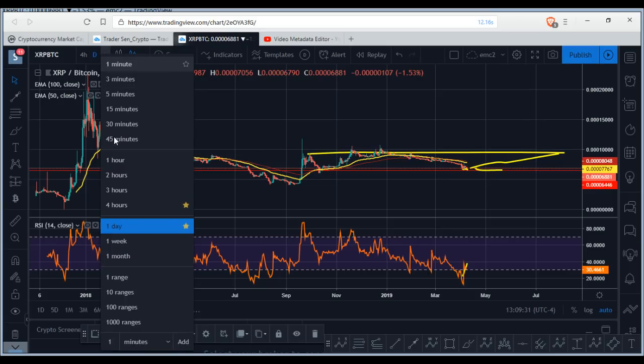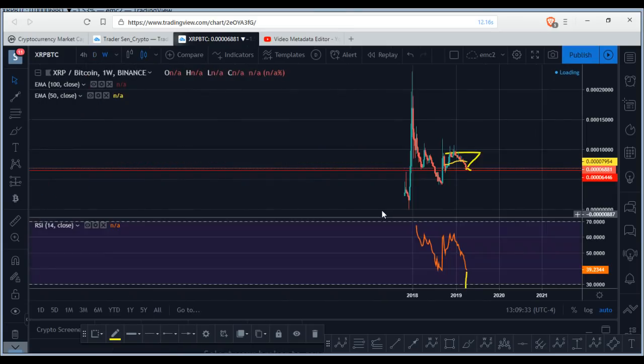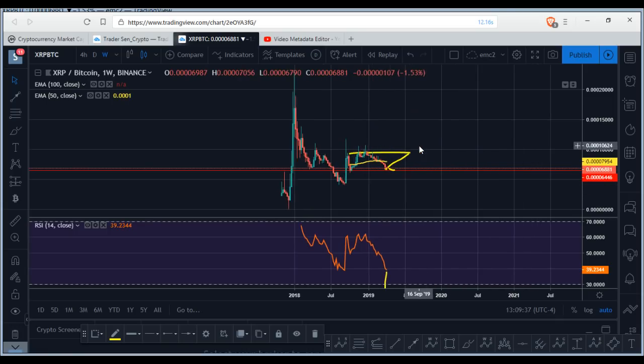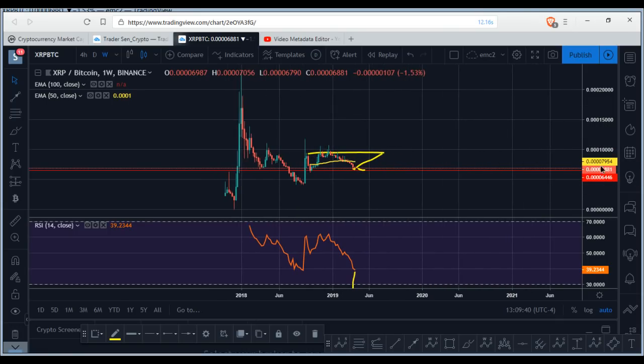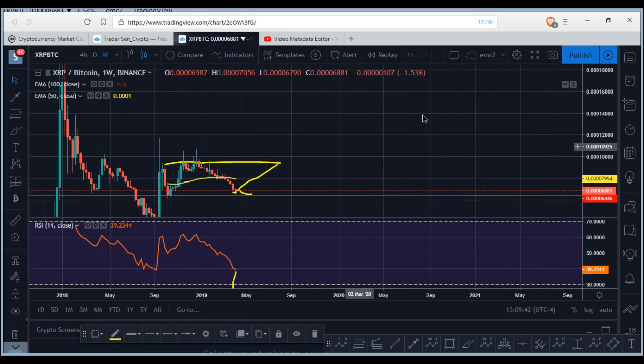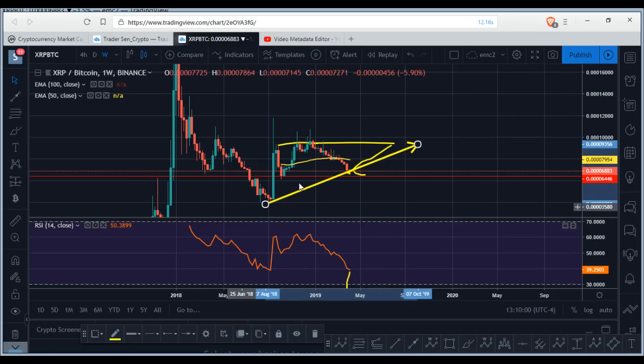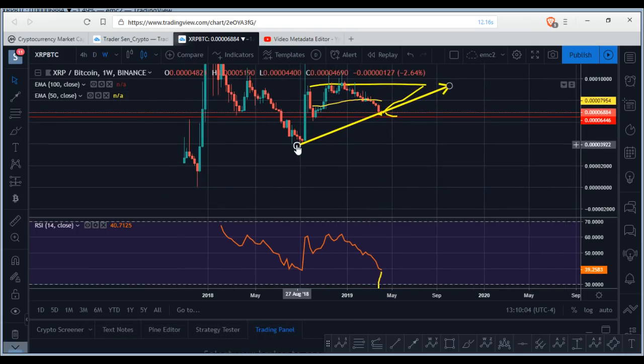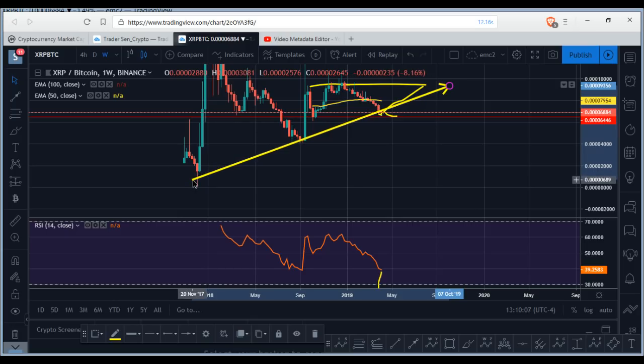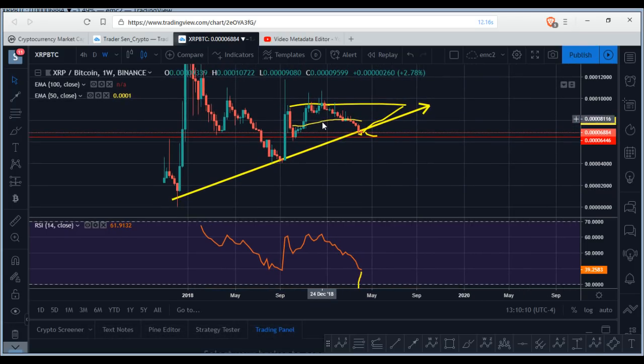So let's go to the weekly time frame first, XRP BTC. On the weekly time frame, same pattern, nothing has changed. Inverted head and shoulder, a push to the downside, and I'm looking for another push to the upside, because we got this nice trend line supporting the price. Hopefully it's not going to break, because if we break this trend line, it's not going to look good for XRP. I don't see XRP breaking it, at least for the short term.